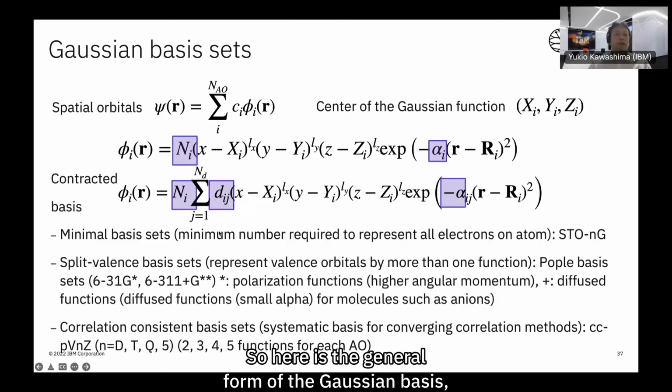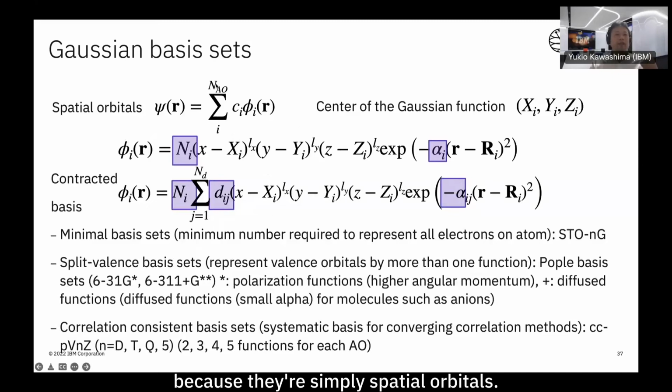So here is the general form of the Gaussian function. Here I'm not using chi because they're simply spatial orbitals. They don't depend on spins. So I have phi and psi. We're going to form the spatial orbitals psi using the linear combination of these phi's.